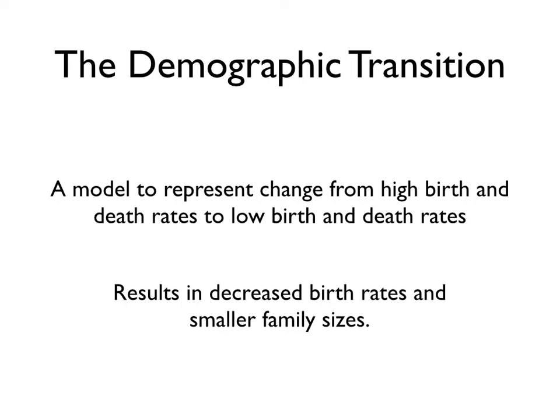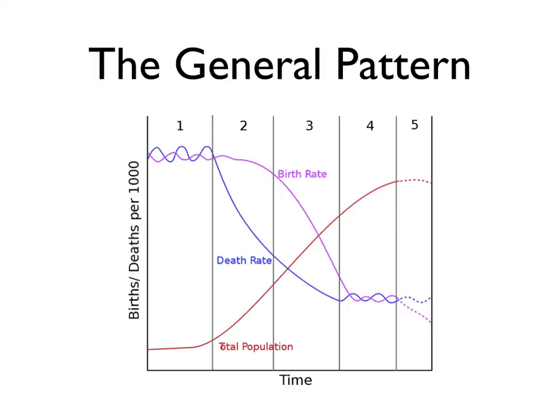So here's how it works in a population, and I'll show you this picture step by step, and then we'll look at some real examples. Three things you need to pay attention to, or five actually, including the axes. You've got time, so as we move from left to right, we're going forward in time. And the y-axis, the number of births per 1,000. So higher is higher births, higher deaths, lower is lower births, and lower deaths per 1,000 people.